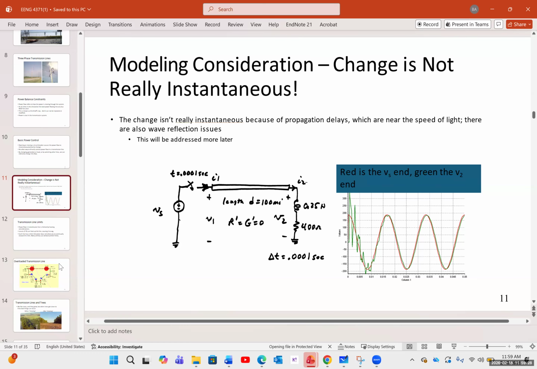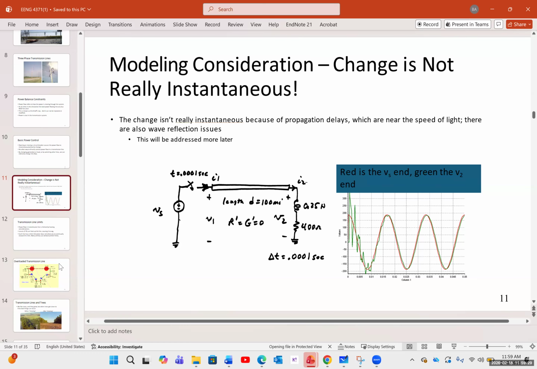Okay. Now, this is a modeling consideration. Change is not really instantaneous, but it's pretty fast. The change isn't really instantaneous because of operation delays, which are near the speed of light. There are also wave reflective issues, which we would address later. And you can see here the red one and the green one. The green one is the response rate, and you can see it takes a little bit of time. And if this is 60 hertz, this frequency, you can see it's less than one cycle till we catch up with the response.